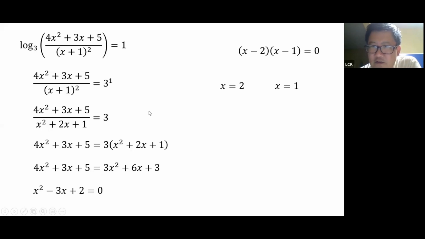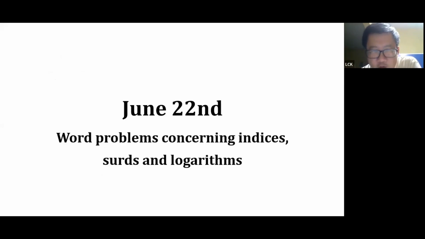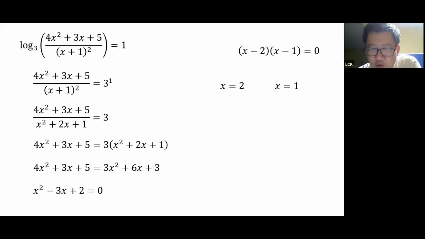And then after that, factorize and get your solutions. Get your solutions, and you will be able to show that both of them qualify. Both solutions are good to go. So it's standard. I hope that by solving a lot of questions, you get to see the pattern repeat itself over and over again.